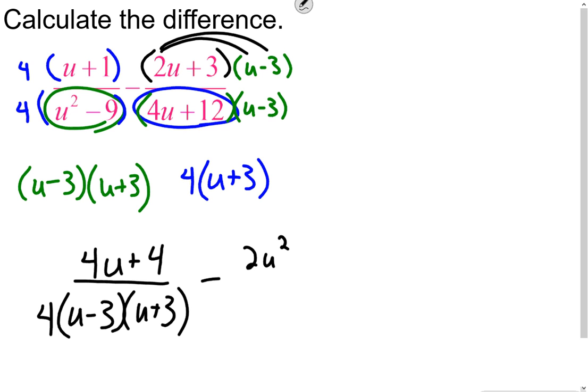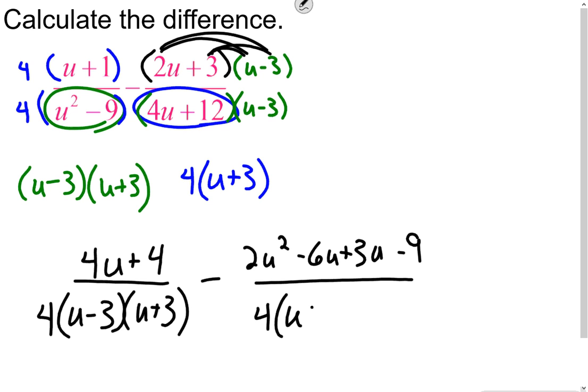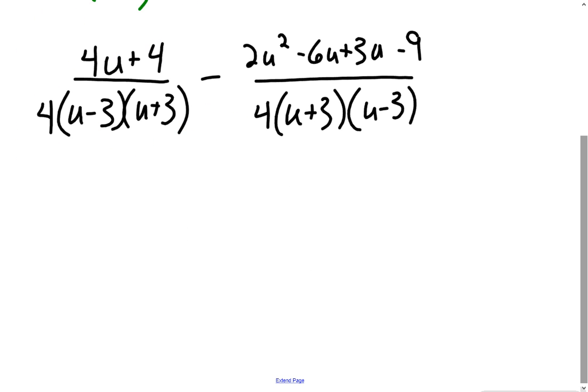I multiply here, I'm going to have minus 6u. I multiply my insides, I get plus 3u, and I multiply my lasts, I get minus 9. And that's all over, I'm going to put it in factored form again. So it's 4, and then u plus 3, that's the 4u plus 12, and then we had the u minus 3. So our denominators are common. I put them in different order. That doesn't matter. Now we can work on the subtraction.